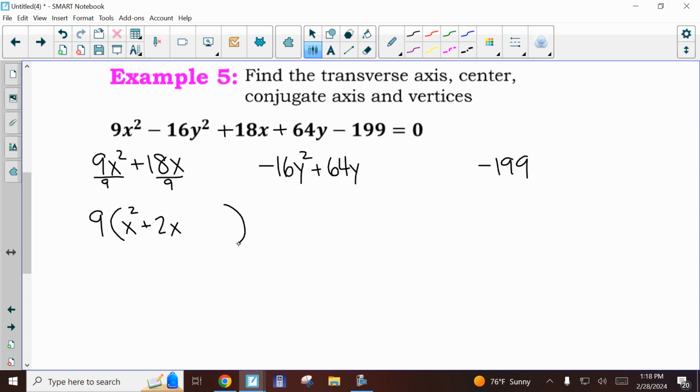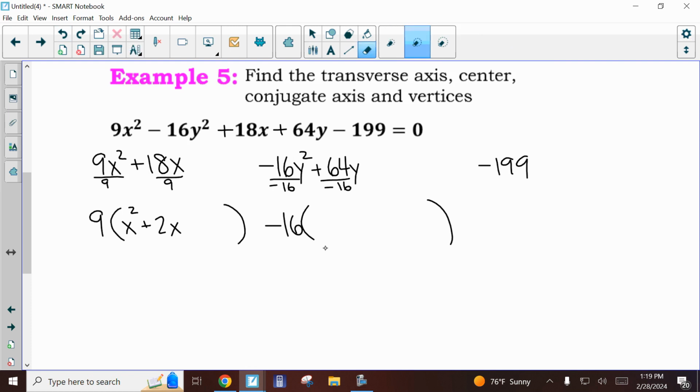Now I'm going to do the second half the same exact way. I'm going to take the negative 16 and divide both of them by negative 16. So that puts a negative 16 in the front of a parentheses. And these parentheses are going to say not 16. It's going to say y squared. I don't like that y. Hold on. Let me erase that. So this parentheses is going to say y squared.